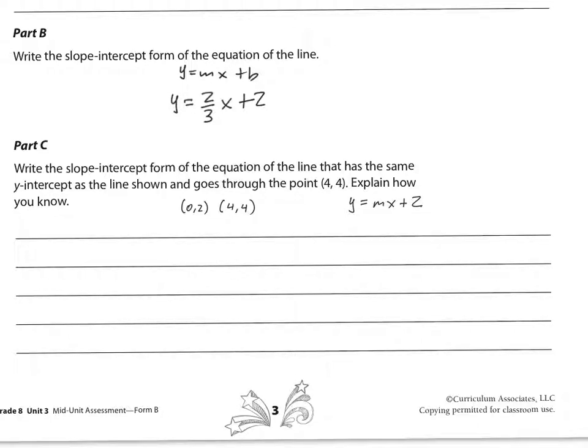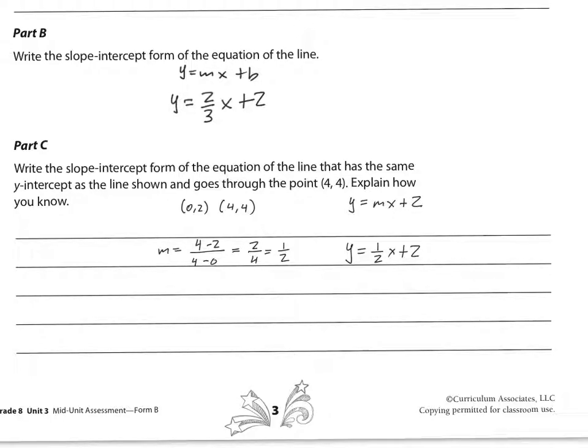So, again, m equals 4 minus 2 divided by 4 minus 0. And that gives you 2 over 4, which is equal to 1/2. The only thing you need to do is plug in the new slope, and that is your answer. Different slope, but same y-intercept.